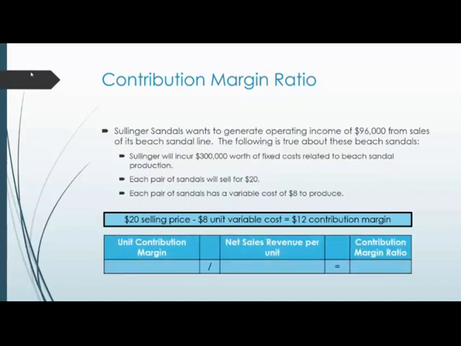We can also express this in terms of a ratio, and to do so you take your unit contribution margin, ours is $12 per pair of sandals, divide it by your net sales revenue per unit. We're selling each pair of sandals for $20 a piece, which means that 60% of the selling price of each pair of sandals is going to be left over to contribute towards paying our other costs after we've already taken out the cost it was to produce those in the first place.